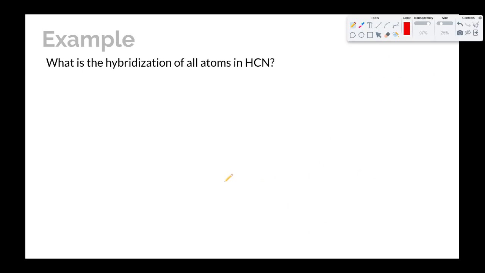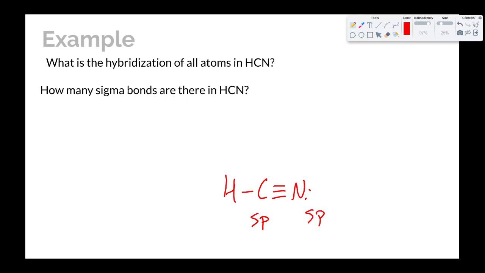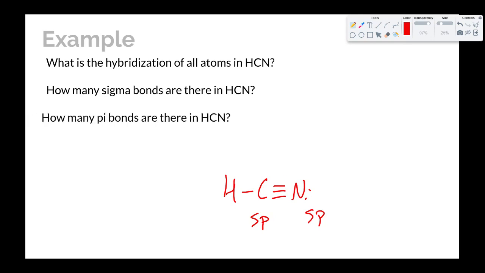Another example is HCN. Here's the Lewis structure. What's the hybridization of all atoms? Well, hydrogen is unhybridized. Carbon, steric number 2, that is sp hybridized. Nitrogen, also steric number 2, that is sp hybridized. How many sigma bonds are there? There are 2. There's one between carbon and hydrogen, and there's one between carbon and nitrogen. Pi bonds? There are 2 pi bonds. The second and the third bond between carbon and nitrogen are both off-axis, unhybridized orbital overlap pi bonds.